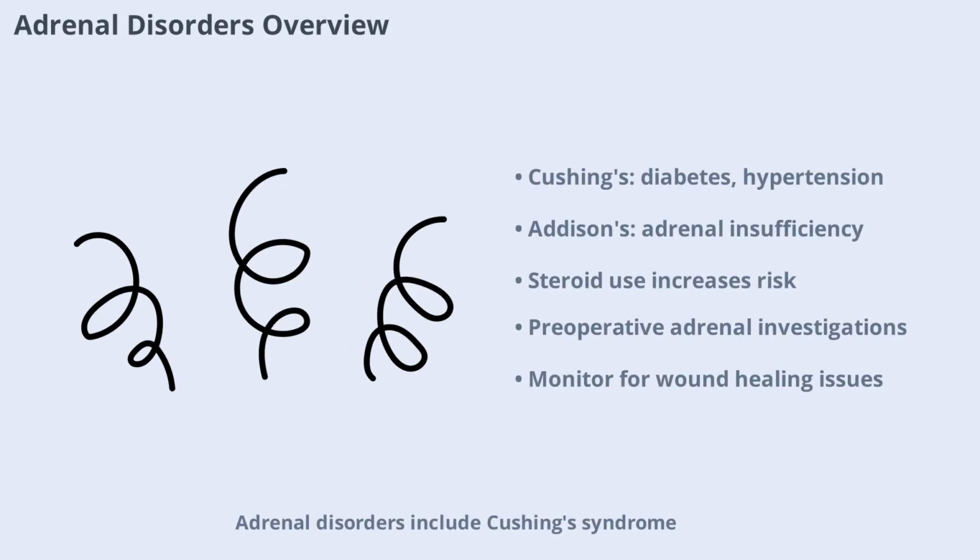Adrenal disorders include Cushing's syndrome, overproduction, and Addison's disease, underproduction. Cushing's syndrome causes diabetes, hypertension, and poor wound healing, while Addison's disease leads to adrenal insufficiency. Patients on steroids for more than 2 weeks within a year are considered at risk. Preoperative investigations include renal profile, serum electrolytes, blood sugar, platelet count, and coagulation profile.